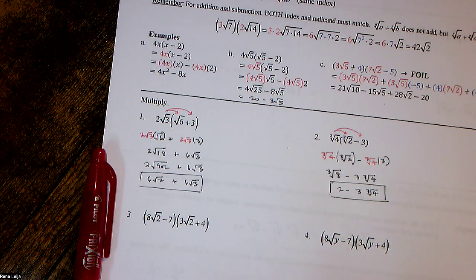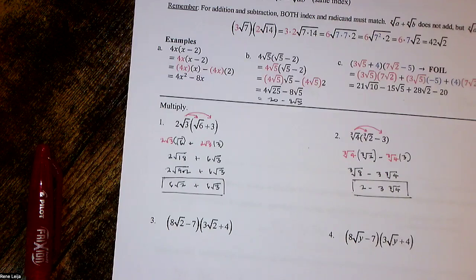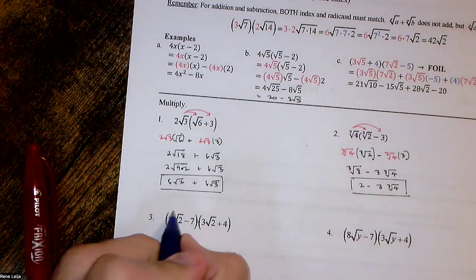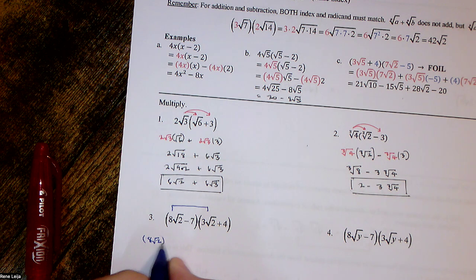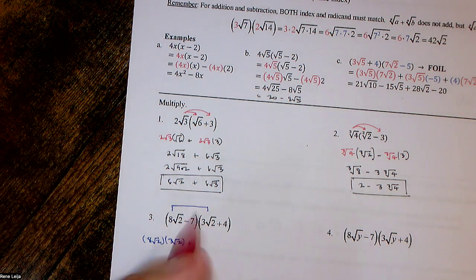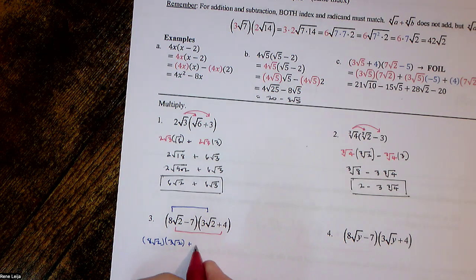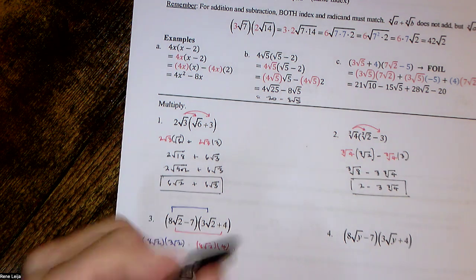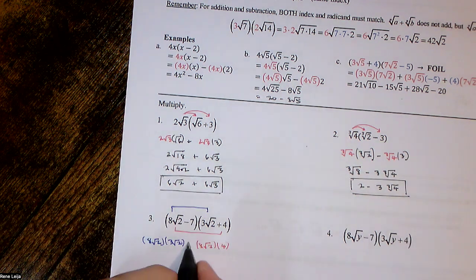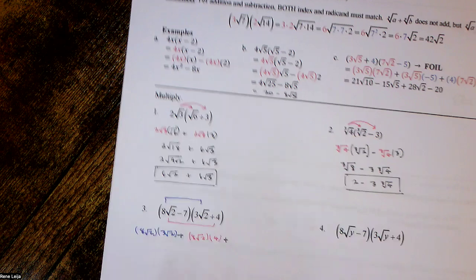Okay. All right. Now, number 3, we FOIL. First, outer, inner, last. So first, that's going to be 8 square root 2 times 3 square root 2, plus the outer is going to be 8 square root 2 times 4. Now we're adding all these terms together, and some of these terms might end up becoming negative, but I'm just going to always add.